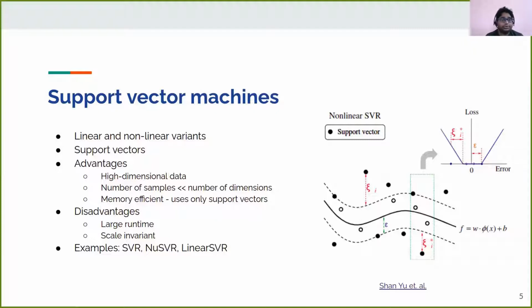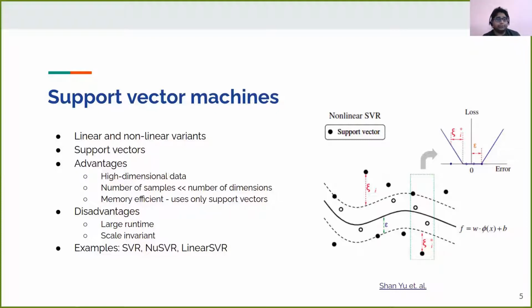Advantages of support vector machines: they work well with high dimensional data. By high dimensional data, we mean the number of samples is too few compared to the number of features. But one thing we need to remember is that it can be prone to overfitting when the data is highly dimensional. Therefore, we need to use good regularization techniques to avoid that. It is also highly memory efficient because it uses only support vectors, and the rest of the data is thrown away.